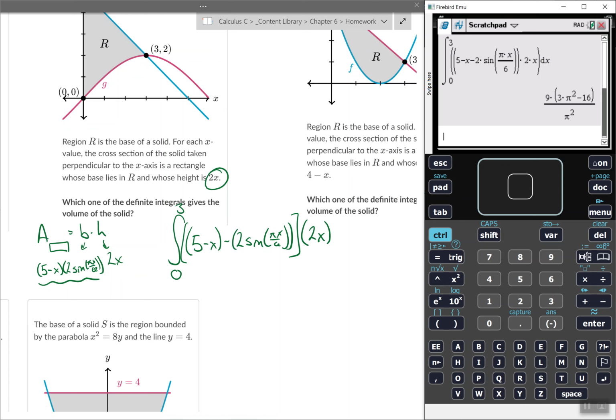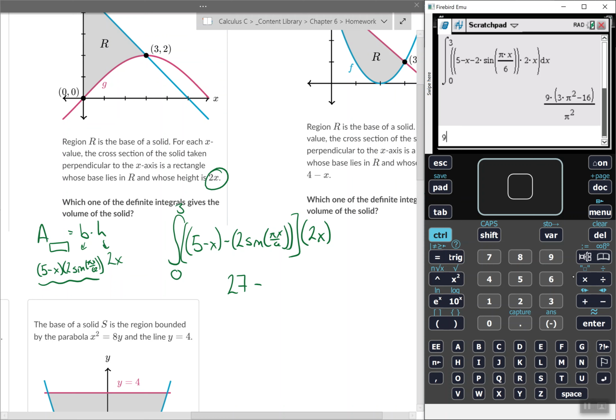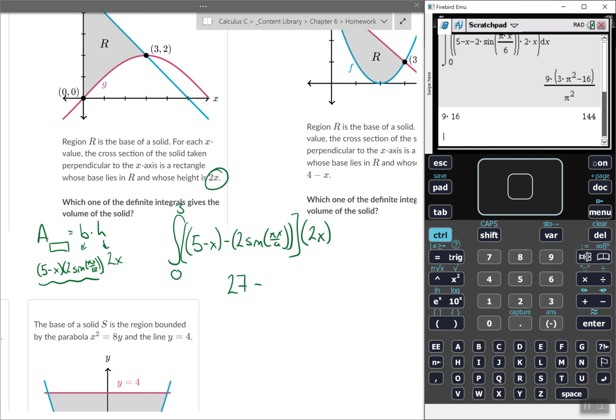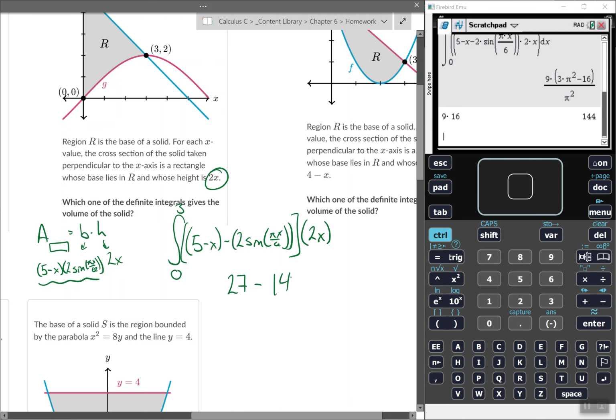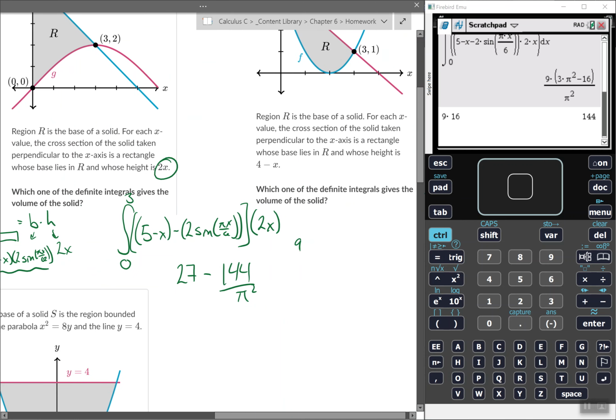Let's see. It'd be like 27 minus 144 over pi squared. I would definitely take it as the calculator displayed it there. Unsimplified is totally fine with me. We have pi minus 16 all over pi squared. Okay, so there we go.